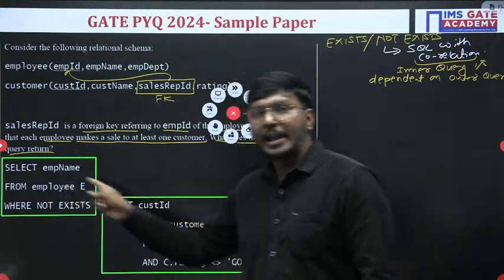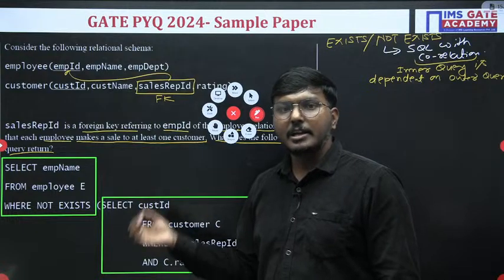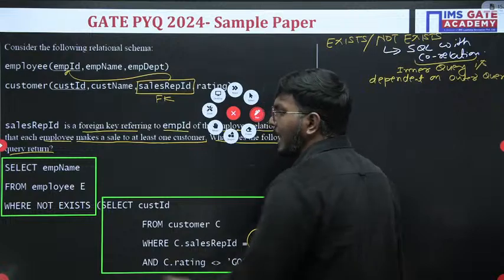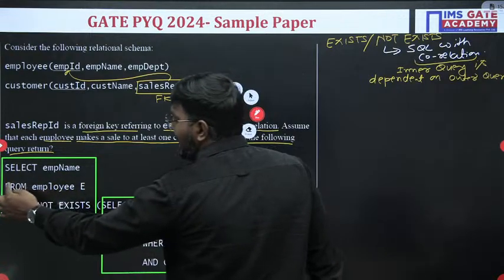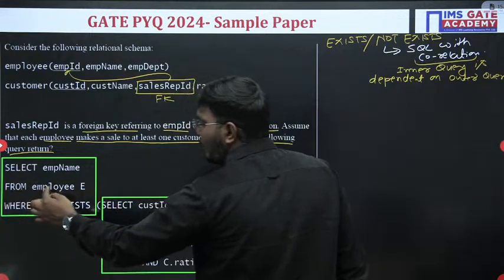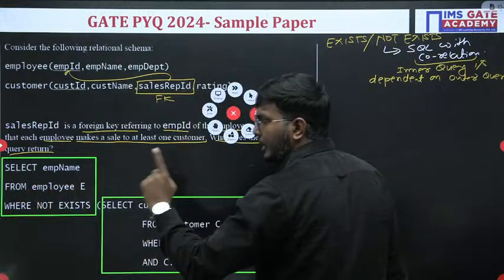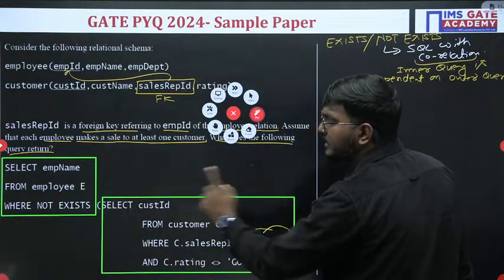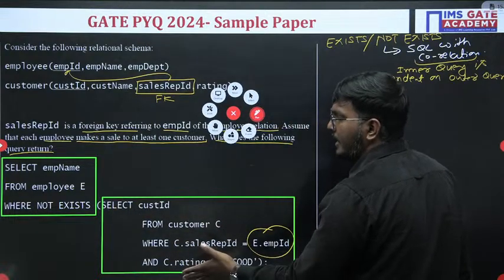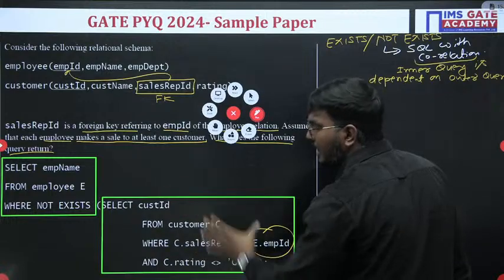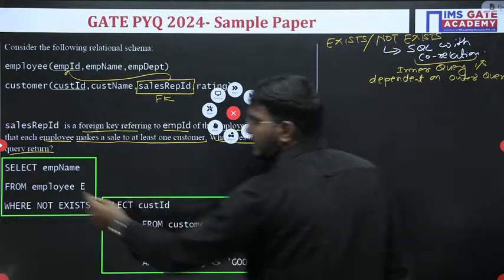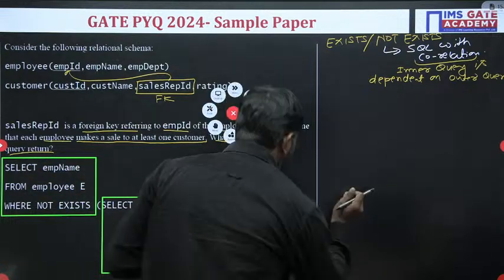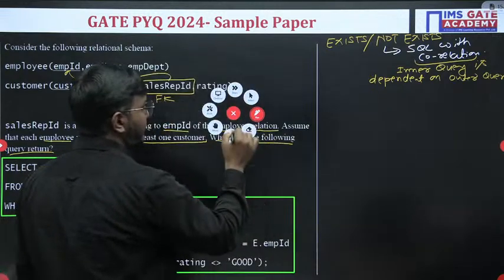If the query is with correlation, it starts from the outer query, from the from clause. From employee, it takes one record, and for that one record the inner query gets evaluated. Based on the inner query result, this record is either selected or rejected.